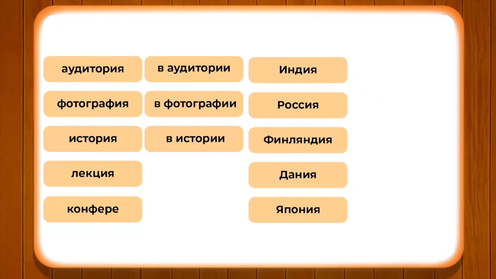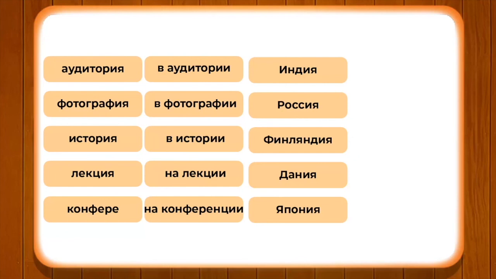Лекция changes into на лекции, at the lecture. Где твой друг сейчас? Мой друг сейчас на лекции. Where is your friend right now? My friend is at the lecture right now. Конференция means conference, на конференции. Где делегация? Where is the delegation? Делегация сейчас на конференции. The delegation is at the conference right now.